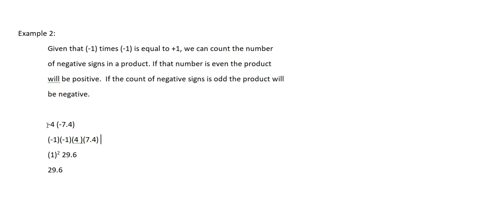Okay, so we have minus 4 times minus 7.4. We pull out minus 1 times minus 1 times 4 times 7.4. 4 times 7.4 is 29.6. And we see that the number of minus 1s is even. Minus 1 squared is 1, and it simply drops out. And our answer is a positive 29.6.